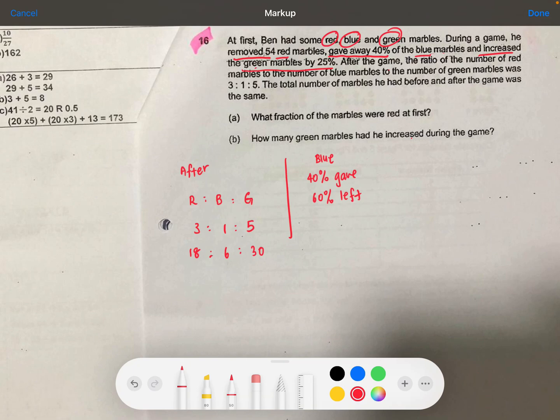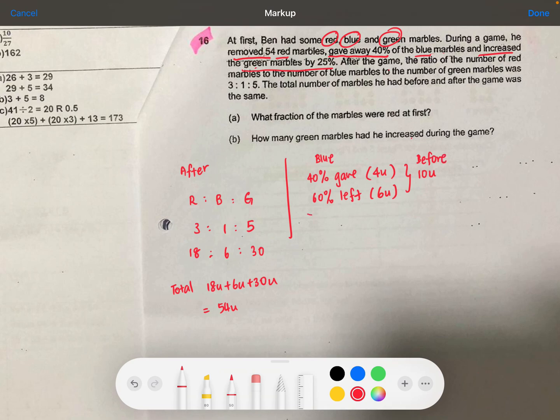I'm still using equivalent ratio, but my total number of units here will be 18 units plus 6 units plus 30 units. I'll get the answer 54 units here, which means that before, I should also have 54 units, but let's try to work backwards. If this represents 6 units, this will represent 4 units. It means that before, when it first started, the blue had a total of 10 units. So this will be the before for blue.